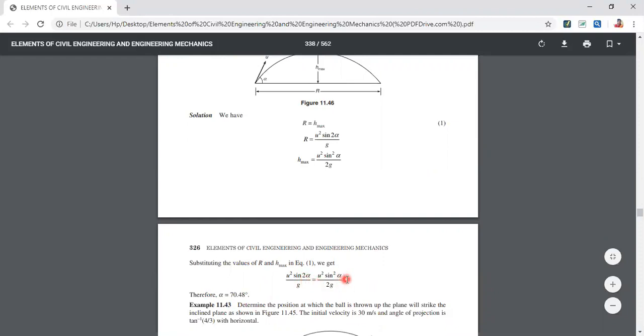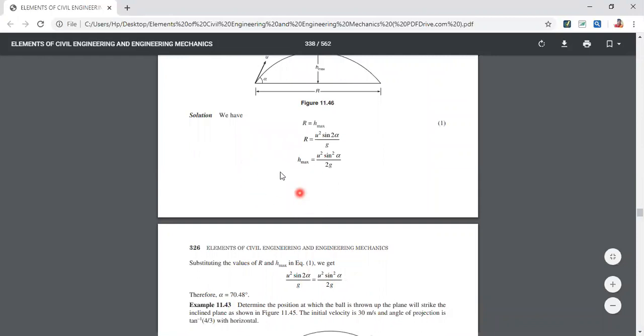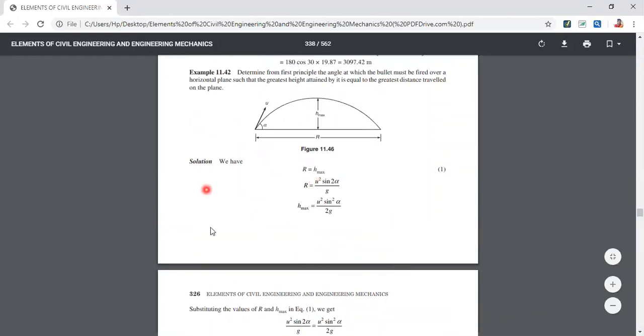Now, very simple: your g goes, your u square goes, you have sine 2 alpha equal to sine square alpha, that is sine alpha into sine alpha. For sine 2 alpha, you put 2 sine alpha cos alpha equal to sine square alpha. So 2 cos alpha equals sine alpha, then from sine by cos or cos by sine, you get the value of alpha, that is 70.48. Please solve this. This is a very simple example. Basics are used where the condition is given that the maximum height is equal to the maximum horizontal distance, which is nothing but your range.